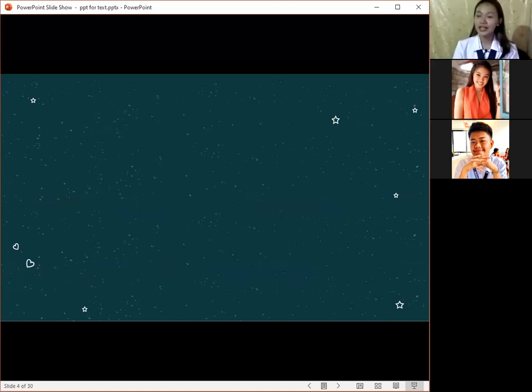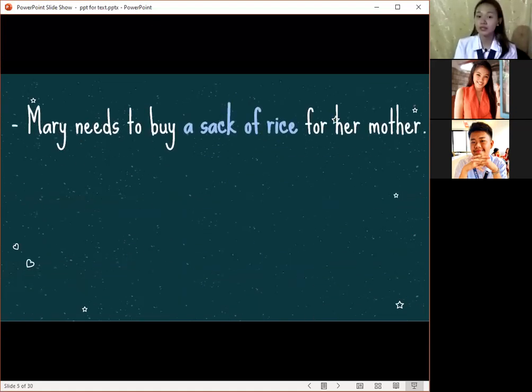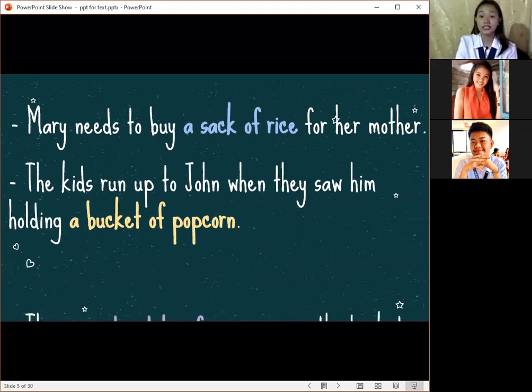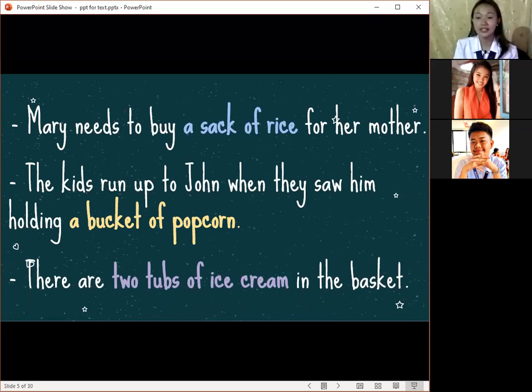So now I have three sentences here, and as we read them, take note of the highlighted phrases in these sentences. All right. Izzy, can you read these three sentences for us, please? Yes, ma'am. Mary needs to buy a sack of rice for her mother. The kids ran up to John when they saw him, holding a bucket of popcorn. There are two tubs of ice cream in the basket. All right. Very good. As I told you, take note of the highlighted phrases in these sentences, okay? We will come back to them later.